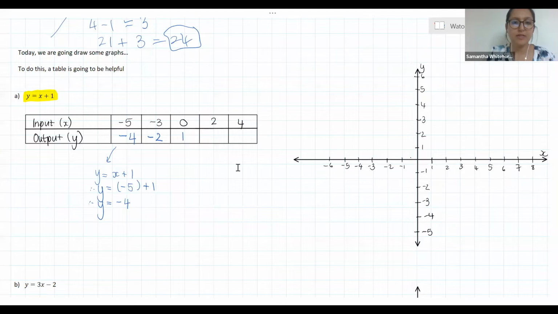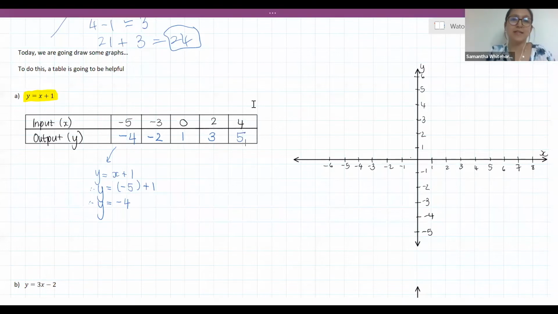Mukhadi, would you like to give us the output for the input of 2? The output for the input of 2 is 3. Well done. So guys, 2 plus 1 is 3. Tabang, would you like to give us the last one? 4 plus 1 is 5. Excellent, well done.